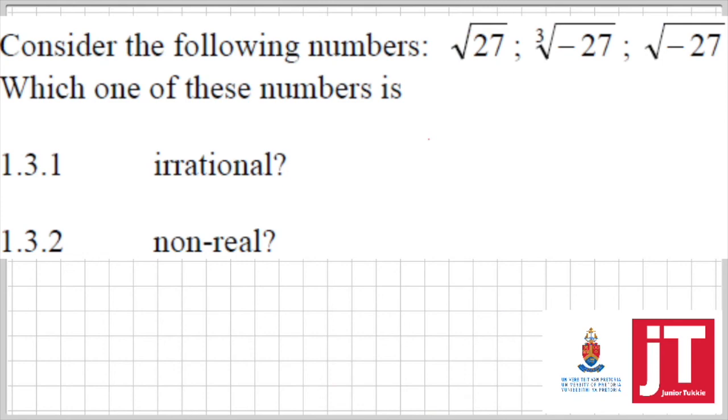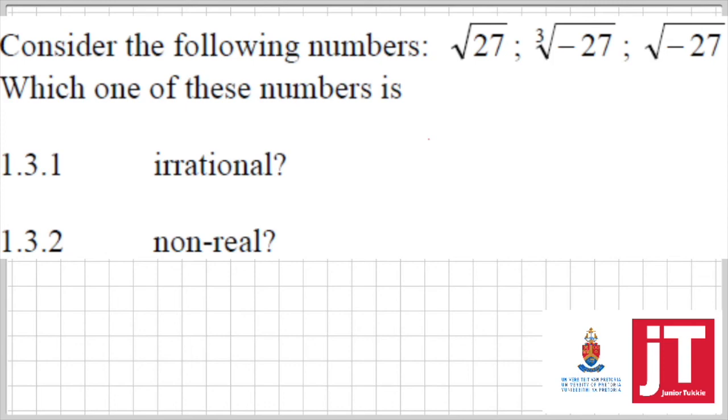In our last question, we are required to consider the following numbers. You're given square root 27, cube root of negative 27, and square root of negative 27. Which one of these numbers is irrational? Now you need to know theory to say an irrational number is one which you cannot express as a fraction. In other words, if you're going to write it as a decimal, the decimal is not terminating. It doesn't have an end.